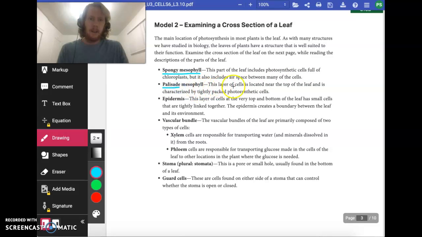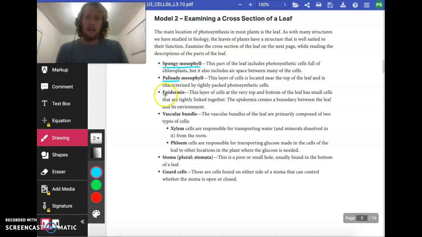Palisade mesophyll. This layer of the cell is located near the top of the leaf and is characterized by the tightly packed photosynthetic cells, so no air in between them. Then we have the epidermis. This layer of cells is the very, very top and bottom of the leaf and has small cells that are tightly linked together. The epidermis creates a boundary between the leaf and its environment.